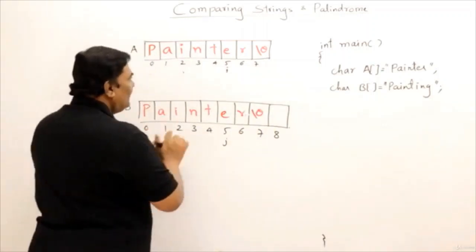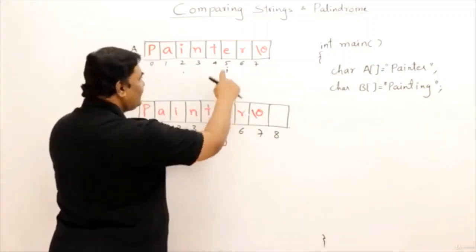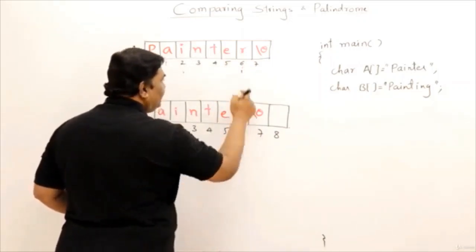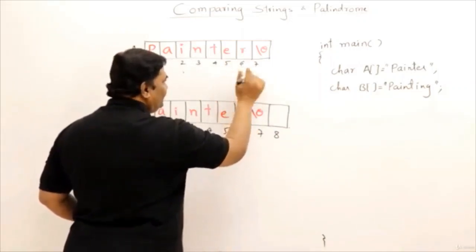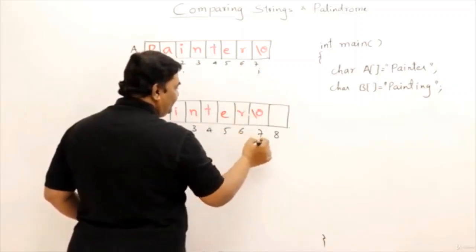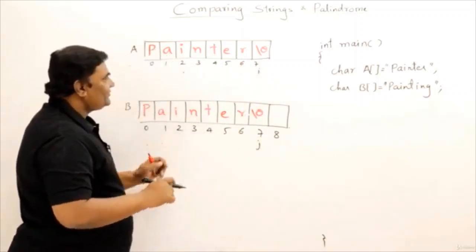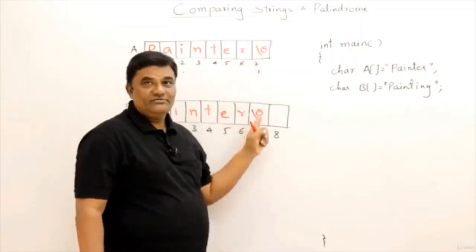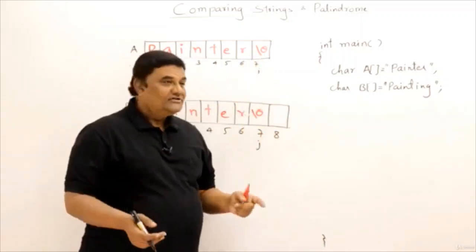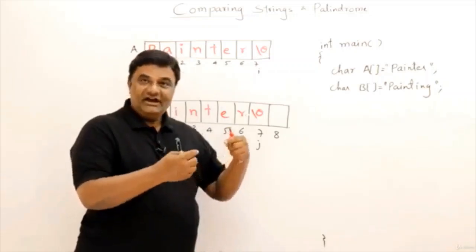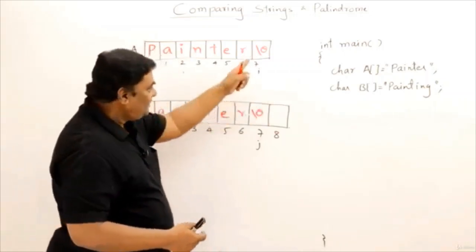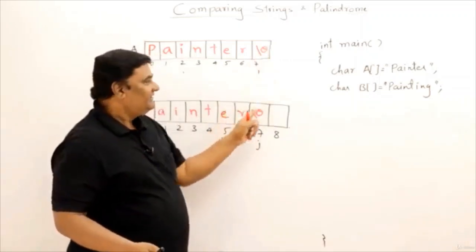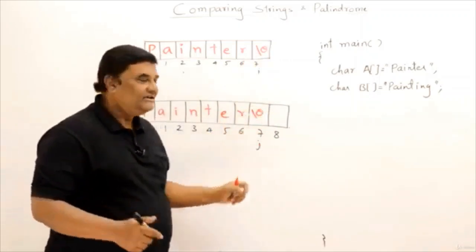So let me continue. I here, J here, both are equal. Yes, continue. Both are equal. Yes, continue. I will increment and J will also increment. Now we should stop. Why should we stop? Because we have reached /0, right? We should stop our procedure if we have reached /0, and if both are at /0, it means they are matching because they are equal.